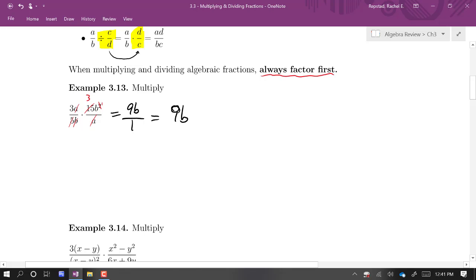Keep in mind that if everything cancels, like everything canceled in the bottom, and we had no factors left, that meant that we have a factor of 1 down there.